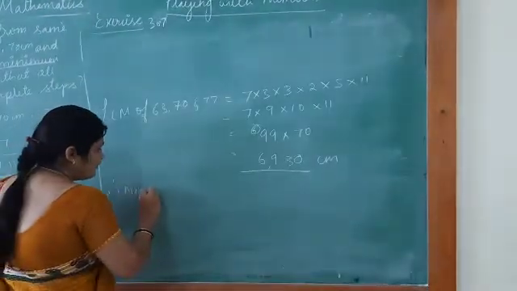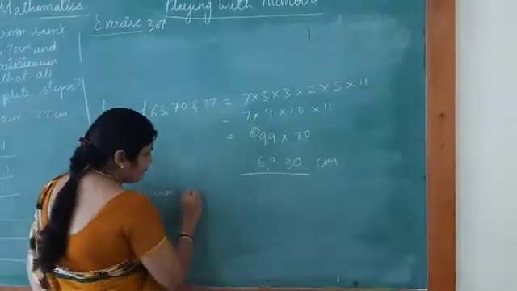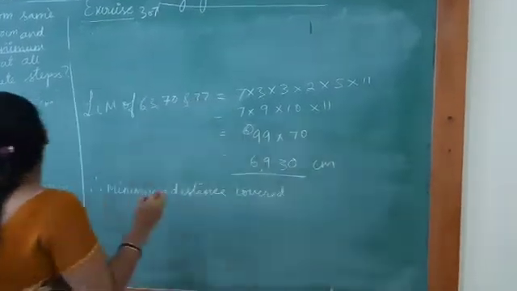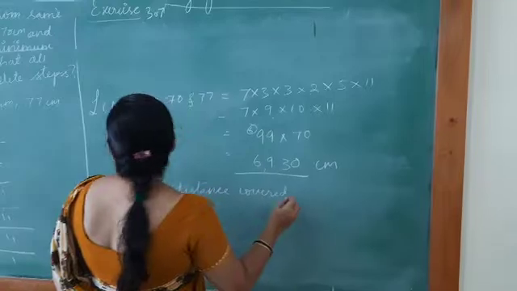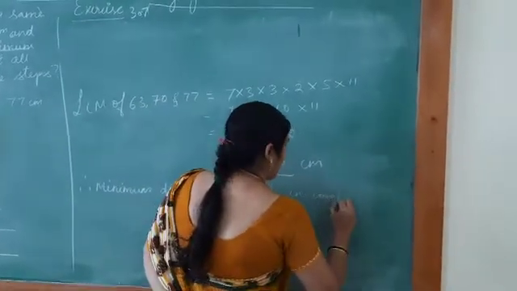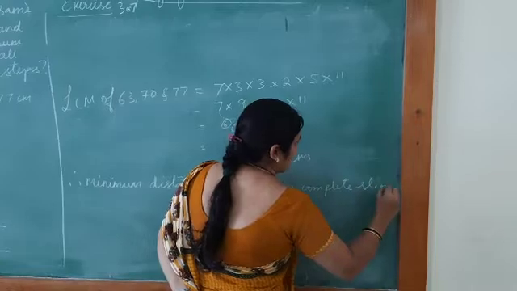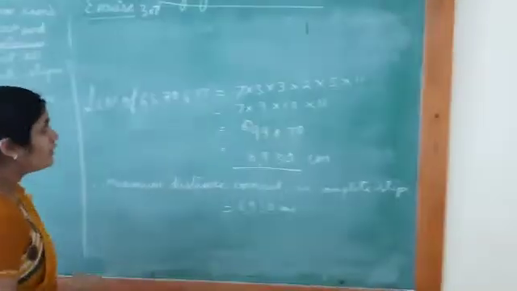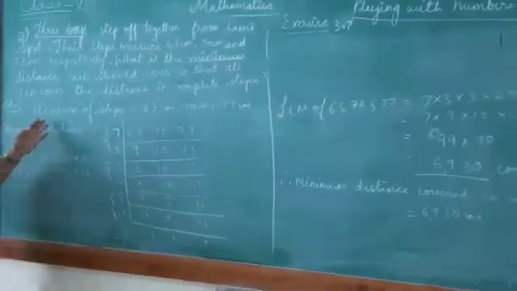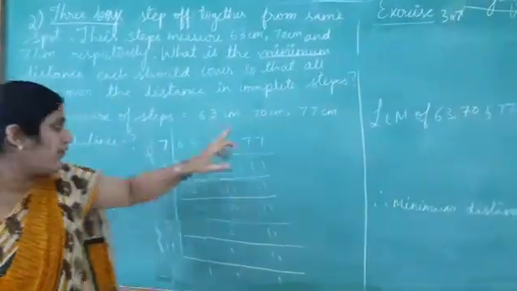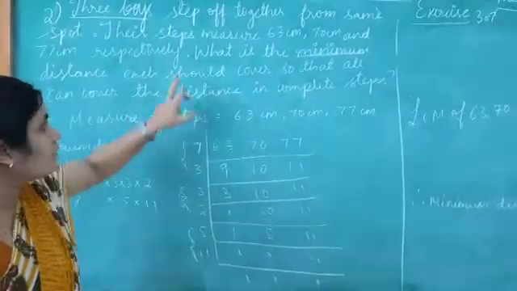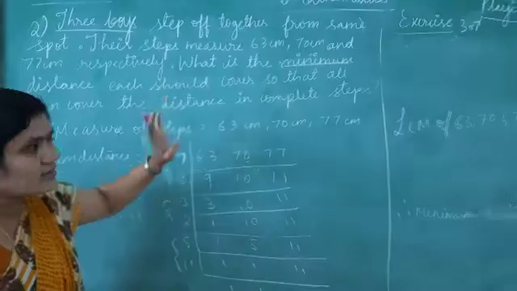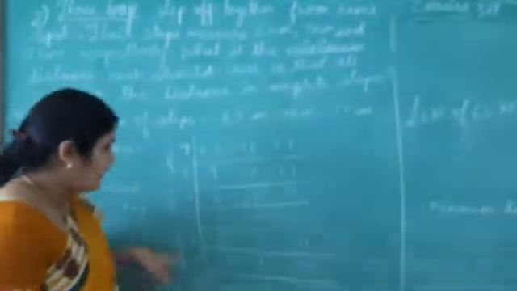Therefore, minimum distance covered in complete steps is equal to 6930 centimeter. Let me repeat this once again. As you can see here, measure of the steps are 63, 70 and 77. Minimum distance is what we don't know, because here they have asked what is the minimum distance each should cover so that all can cover the distance in complete steps. Consider the 3 numbers and take out the LCM.